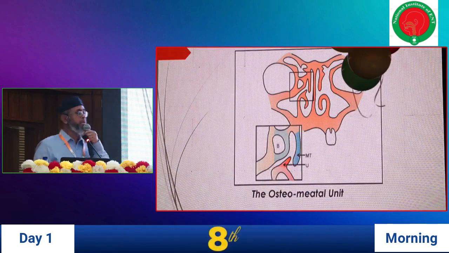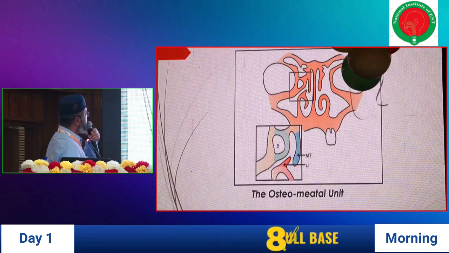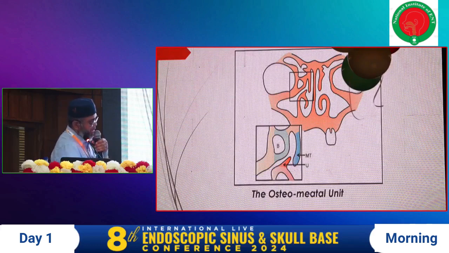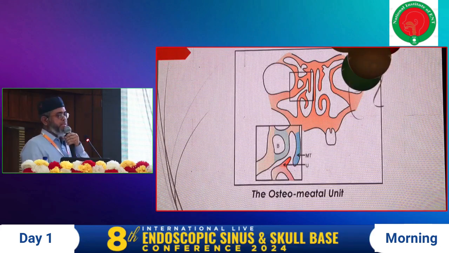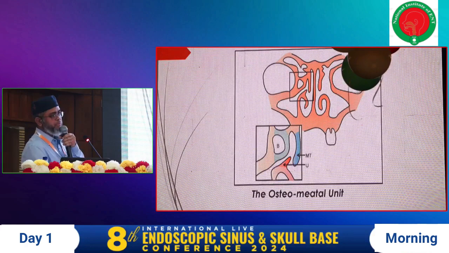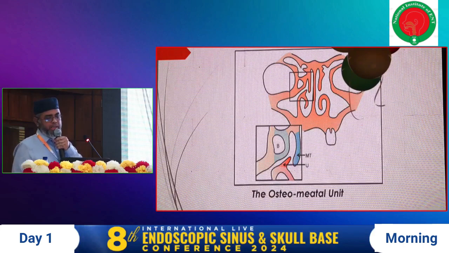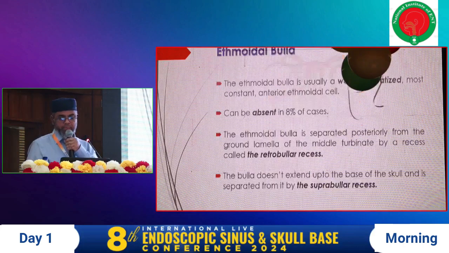This is the ostiomeatal complex. If you see here the bulla, the middle turbinate, the uncinate and the intervening portion of the hiatus semilunaris, the anterior sinuses, that means the frontal sinus, maxillary sinus and anterior ethmoid sinus, drain into the hiatus semilunaris, which is the key area of the ostiomeatal unit.